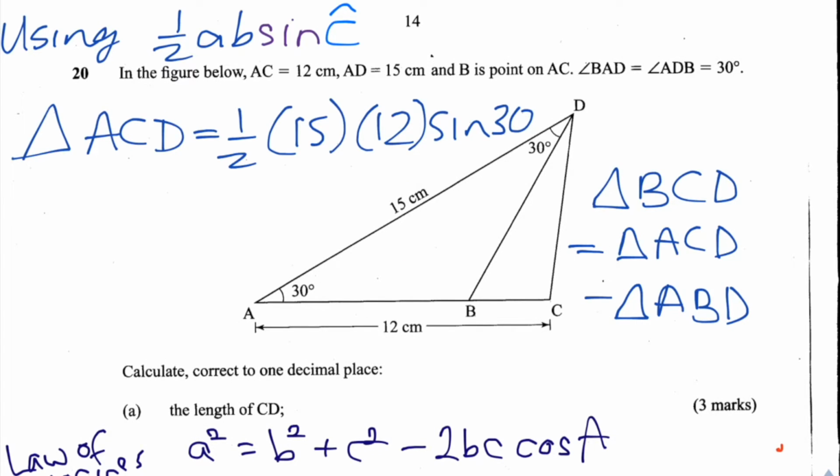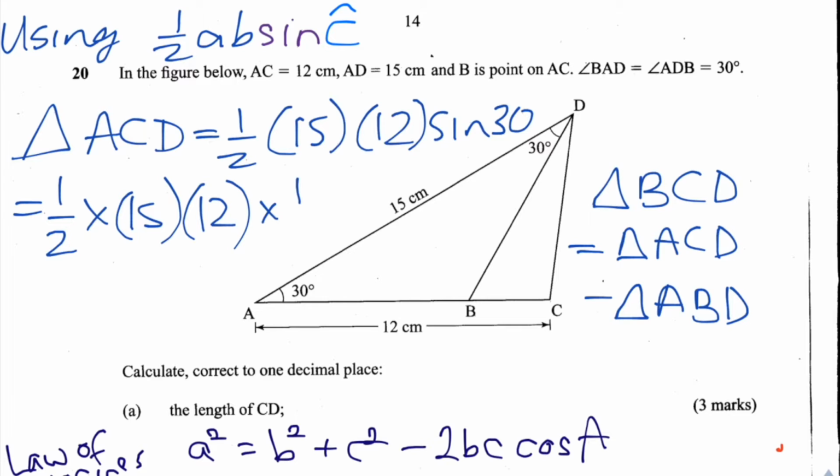And so the area of triangle ACD is a half times by 15 times by 12 times by sine 30. Sine 30 is also equal to a half, so we can rewrite this as a half times by 15 times by 12 times by another half. And that comes to be 45 centimeters squared. So the area of triangle ACD is 45 centimeters squared.